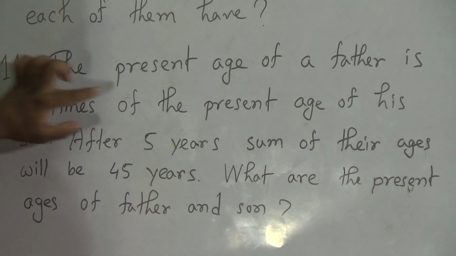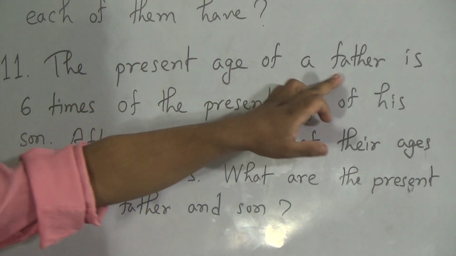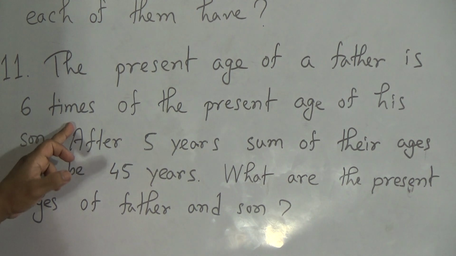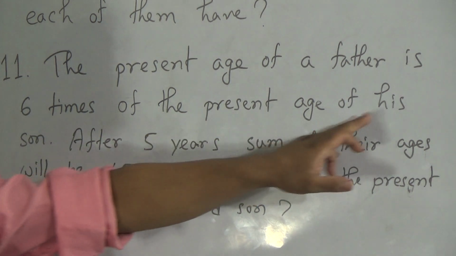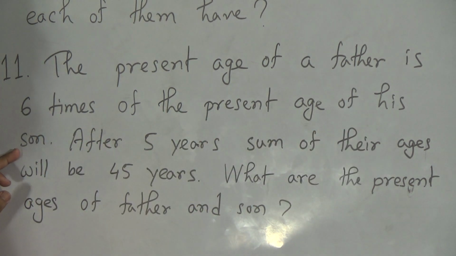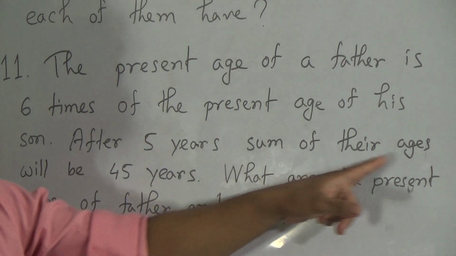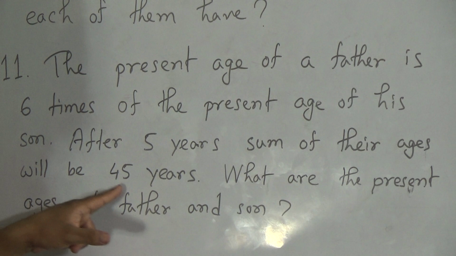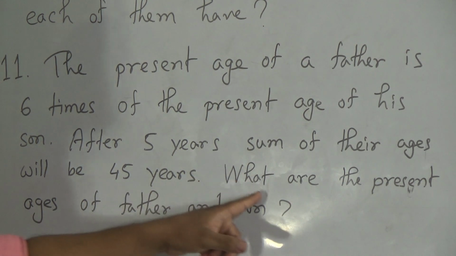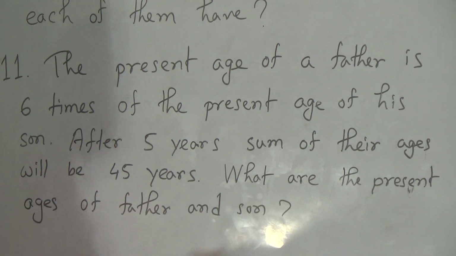The present age of a father is 6 times the present age of his son. That means the father's age is 6 times the son's age in the present. And after 5 years, the sum of their ages will be 45 years. What are the present ages of father and son? Students, we need to find out the present age of father and the present age of son.